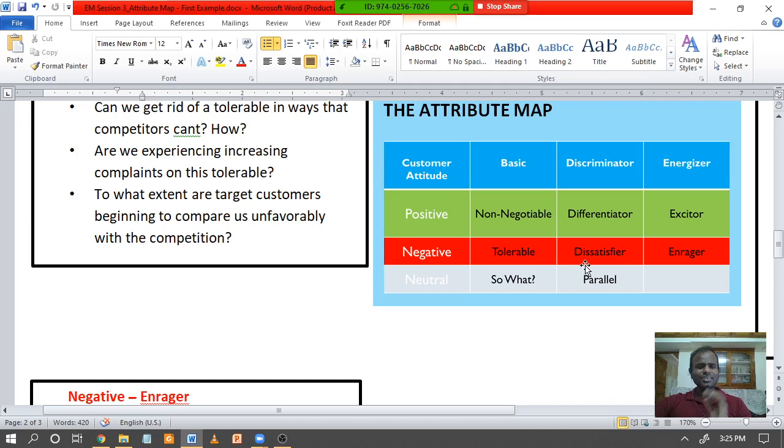Now there will be certain negative aspects which can become a dissatisfier, which may start slowly irritating your customer. There may also be certain negative aspects which may enrage your customer, where your customer becomes so frustrated with it that he will definitely look for a switch. Now in the realm of the tolerable itself, you should be able to find and fix the negative attitude of your consumers or customers. Okay, if he becomes a dissatisfier, an enrager, remember your customer will definitely look for a switch.